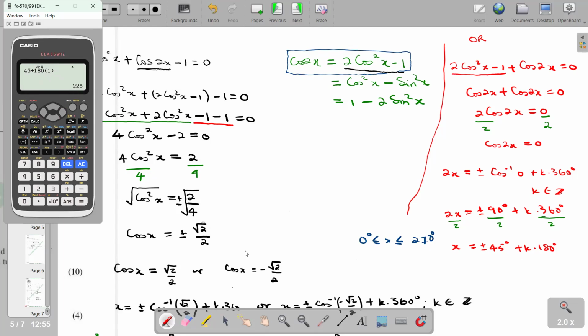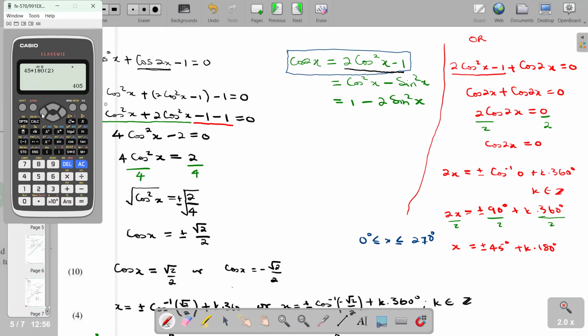We are getting 225, and we are seeing 225 is within the range. Let's go and substitute a 2 there. So if we check, 2 is outside the range, so we are going to leave it out. So we only accepted 45 and 225.